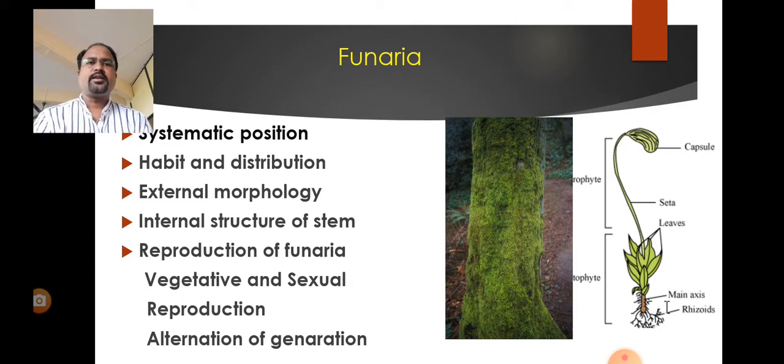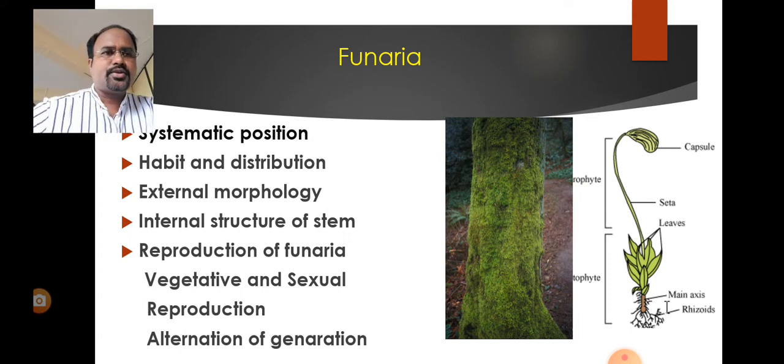Maharashtra, in our Sindhudurg also, in Vaibhavwadi also. In Funaria, we are going to deal with its systematic position. In the systematic position, we have to study the class, subclass, order, family, genus, then number of species, then where it occurs, how it looks, that is habit and distribution, as well as external morphology.